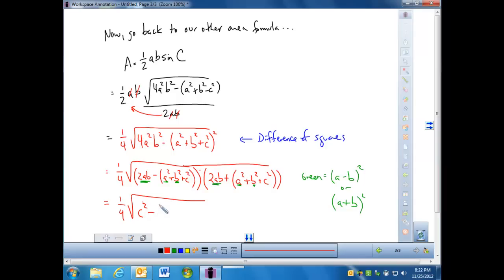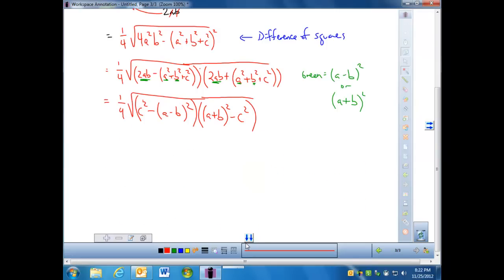And so I've rewritten that left side as c squared minus a minus b squared, and I've rewritten that right side as a plus b squared plus c squared. Excuse me, minus c squared. And again, you might notice that that is the difference of squares again. That's a difference of squares. So again, I'm going to expand those out.